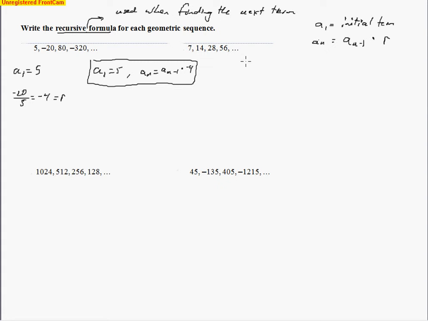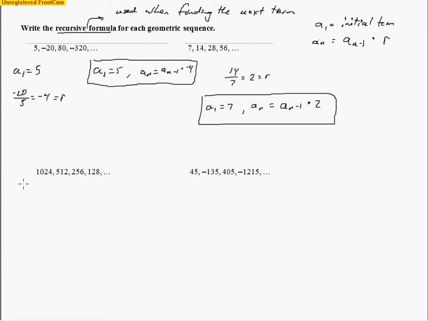So in the next one, we'll find the R value first. 14 over 7 makes 2. And I see that when I do the other division, I'm going to get the same values. So that's going to be my R value. The initial term was 7, and then the recursive formula is going to end up being the AN minus 1 times 2. And that's all you do.